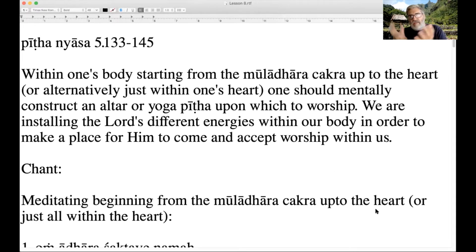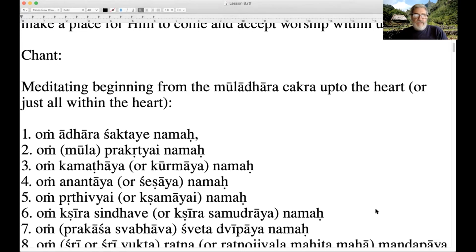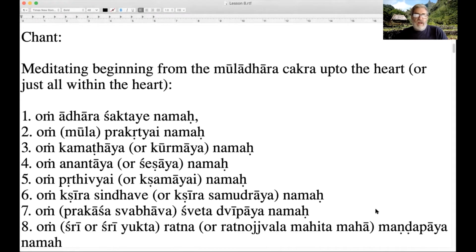Pitam, remember, means the simhasana, or the throne on which the deity is, the deity being the deity in the heart, right? So first of all, we're going to perform this mental worship of the Lord within the heart. So we're installing the Lord's different energies within our body in order to make a place for him to come and accept worship within us. First of all, worship within, then worship without. So we should chant, meditating, beginning with the Muladhara Chakra up to the heart, or just within the heart.